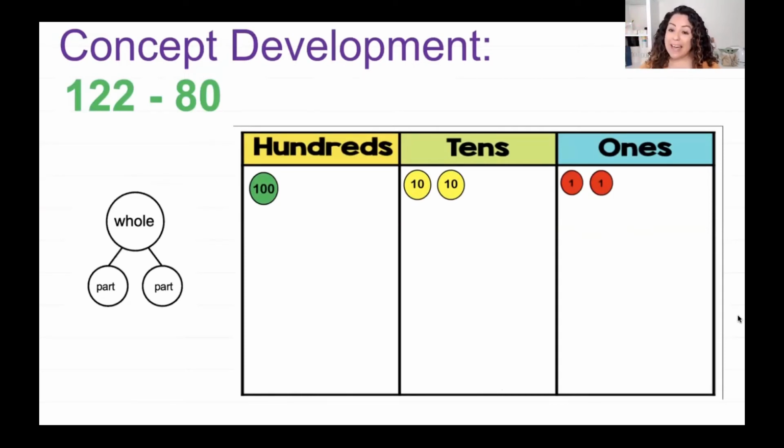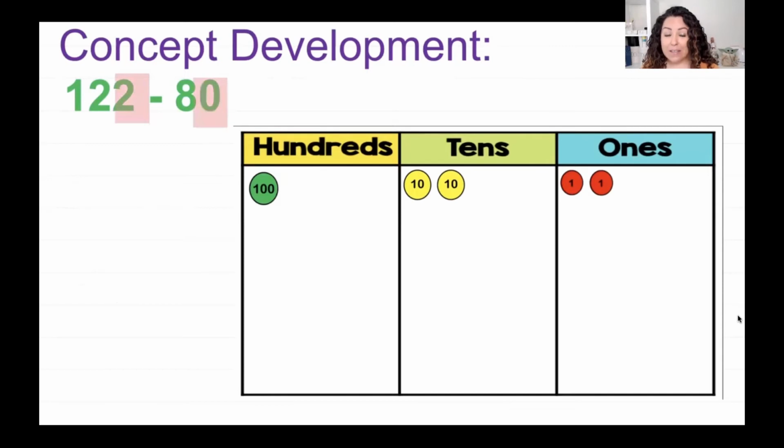Now when we add, we have 2 parts and we try to get the whole. But when we subtract, we start with that whole and we need to work with that. So now we're going to take away 80. So if I'm going to take away 80, I have to look at the numbers in the ones place. So I have the 2 and I have a 0. Now when I'm looking at 122, I see 2 ones in the ones place, and I see 0 in the ones place when I look at 80.